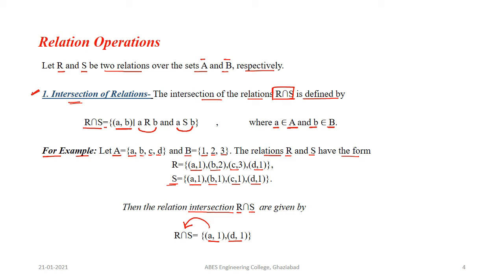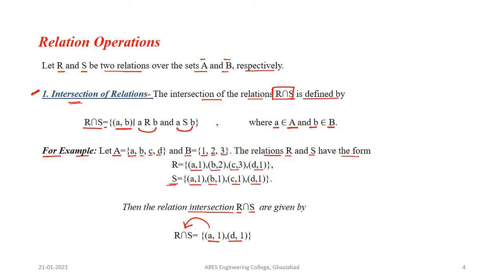So let us try to understand with the help of an example. For example, let A be the set having the elements a, b, c and d, and B will be another set having the elements 1, 2, 3. The two relations R and S that are defined on these two sets A and B will contain the ordered pairs: R contains (a,1), (b,2), (c,3), (d,1), and the relation S will contain the ordered pairs (a,1), (b,1), (c,1) and (d,1).